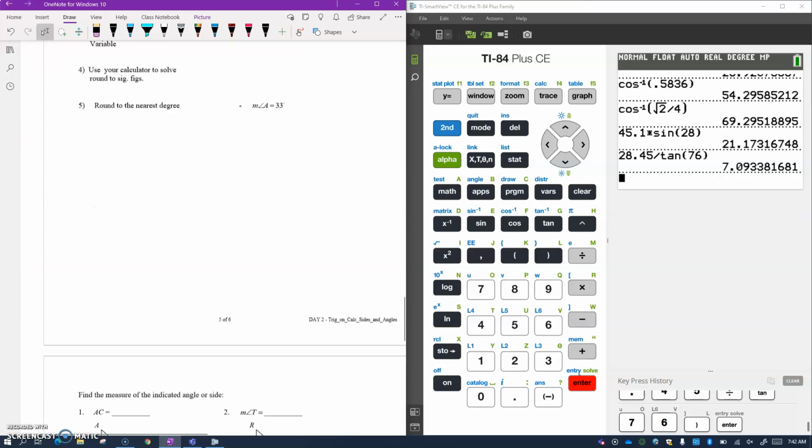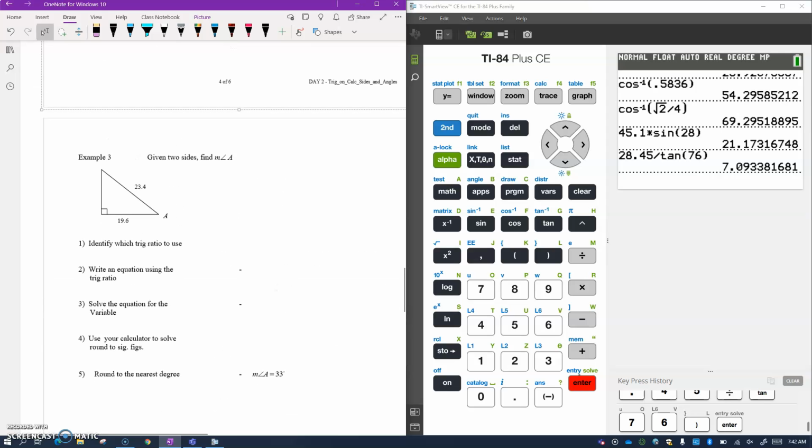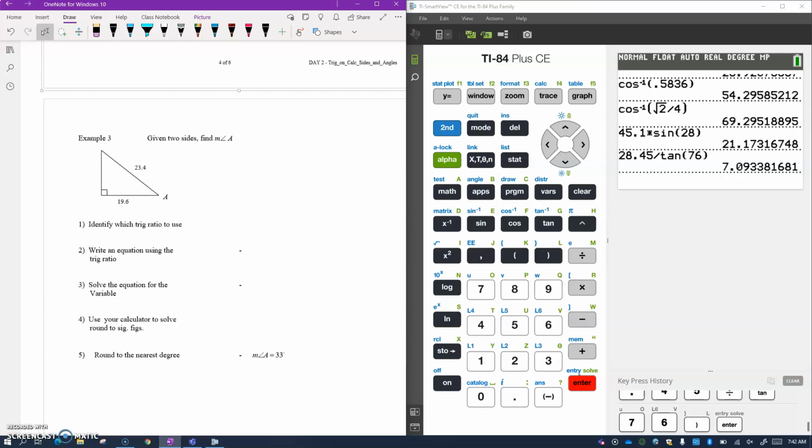Now the last one here that we're going to go through together is solving for an angle instead. It said given two sides, find the measure of angle A. So I'm still going to start the same way. I'm going to identify the trig function. On this one I have adjacent and hypotenuse. So, SOH, CAH, TOA. My adjacent is the 19.6. My hypotenuse is the 23.4, so I'm at cosine.